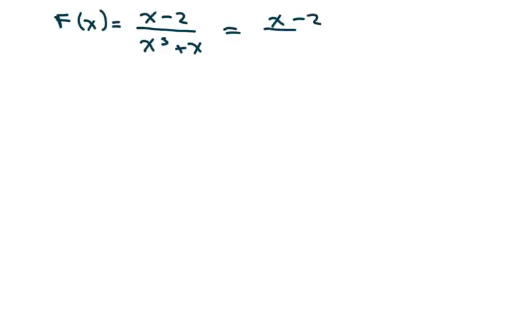Now, the next 2 we're going to do. So we have f of x equals x minus 2 over x cubed plus x. And we want to find the domain for that. So what I'm going to do very quickly is factor out an x in the denominator. Now, again, we want the domain to be all real numbers. Okay, so we're going to set the denominator equal to 0.